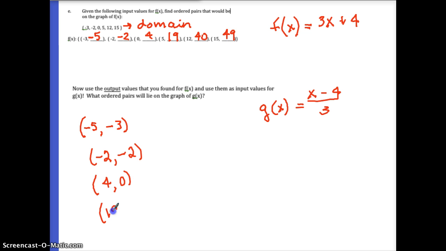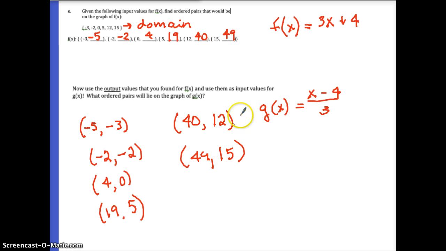If we plug in a 19, 19 minus 4 is 15. 15 divided by 3 is 5. You can notice a relationship here. If we plug in a 40 into g of x, this is going to give us 36 on the top divided by 3, which is 12. If we plug in 49, well, 49 minus 4 is 45 divided by 3 is 15.